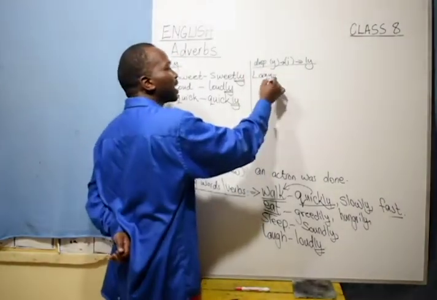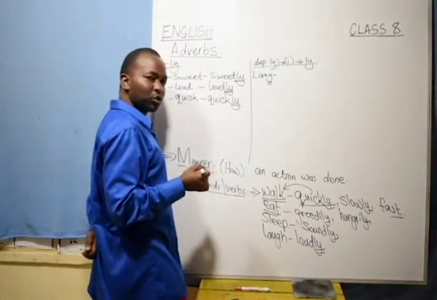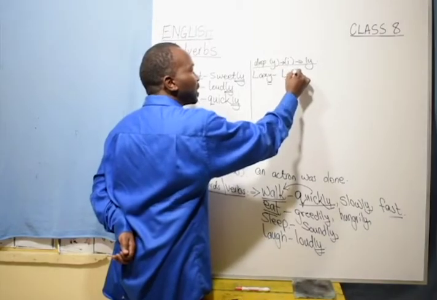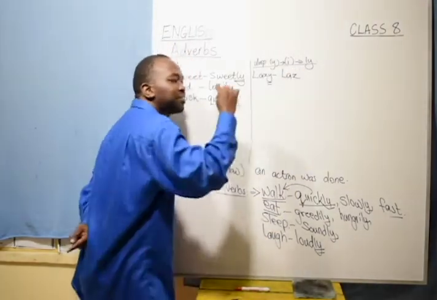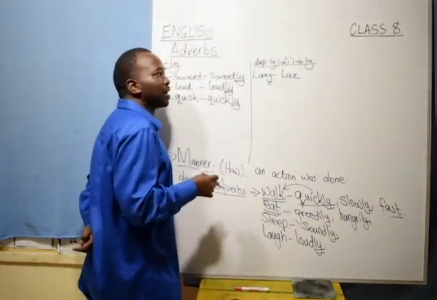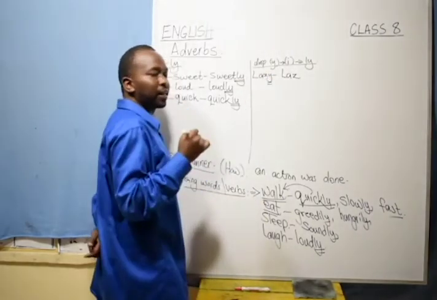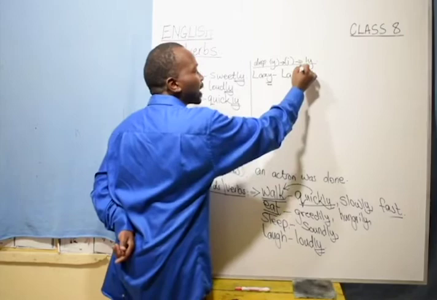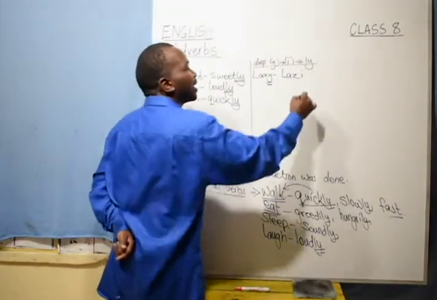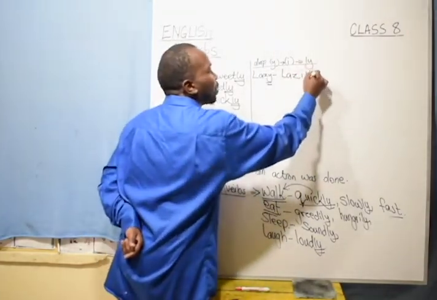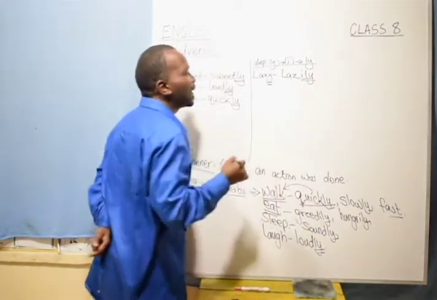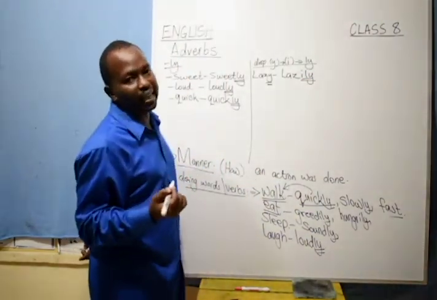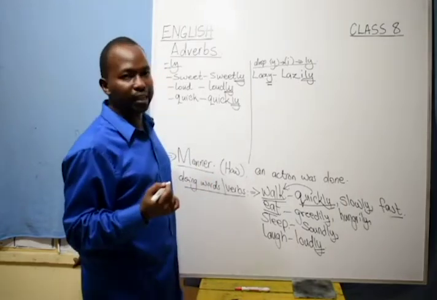For us to form an adverb, the rules of English say that before you add a suffix to a word that ends with y, you have to drop that y, replace it with an i, and then you add ly. So now the word becomes lazily.